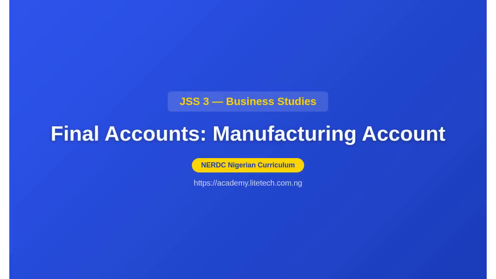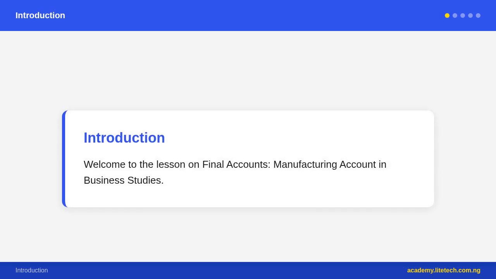Today we study final accounts, manufacturing account. What are final accounts? Final accounts are the financial statements prepared at the end of a financial year to show the financial position and performance of a business. They include 1. Manufacturing account, for manufacturing businesses. 2. Trading account. 3. Profit and loss account. 4. Balance sheet.